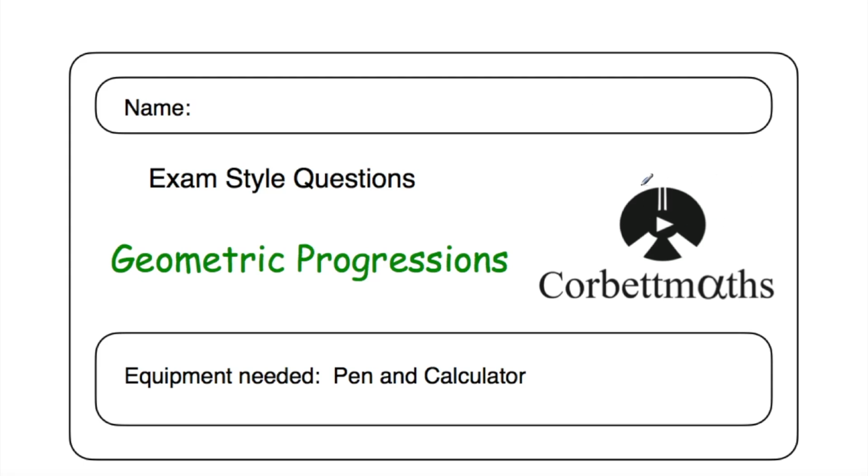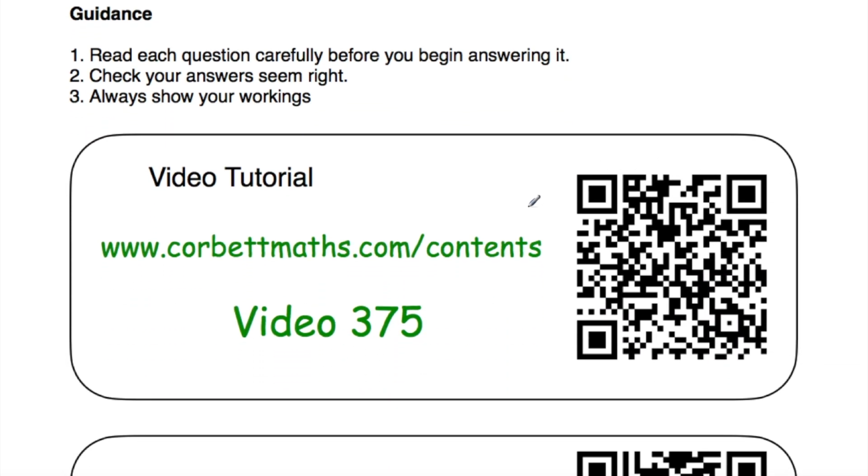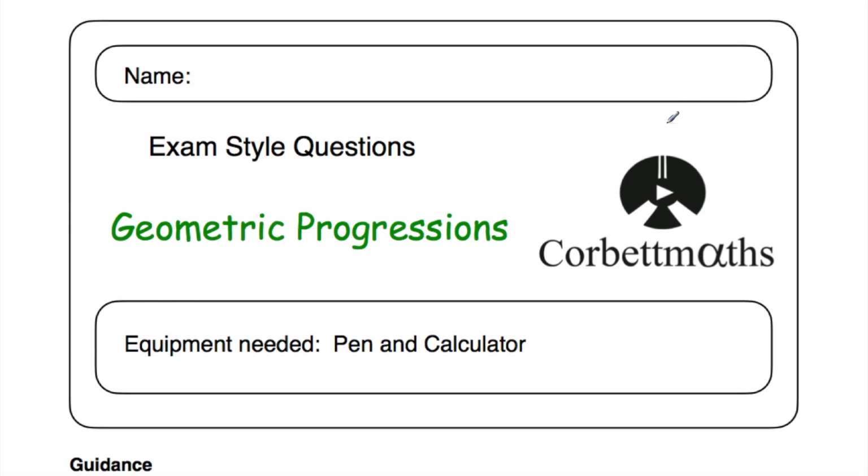In this video, we're going to look at the video solutions to the practice questions on geometric progressions. If you need any extra help on geometric progressions, go to Corbettmaths, go to the videos and worksheet section and scroll down to video number 375. There's a dedicated video tutorial there on geometric progressions. Alternatively, you could scan this QR code. But in this video, we're going to focus on the video solutions to the practice questions, so let's get started.